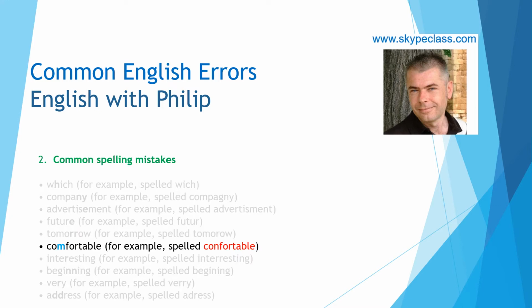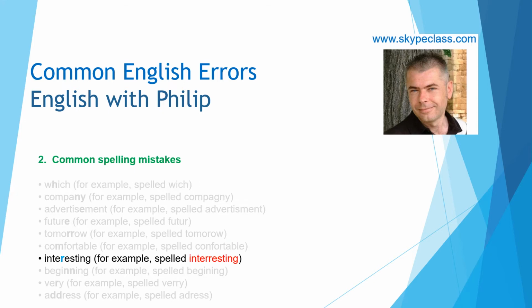Comfortable uses an M instead of an N. Interesting has only 1 R and not 2. Beginning has 2 N's and not 1. Very has 1 R and not 2. And address has 2 D's and not 1.